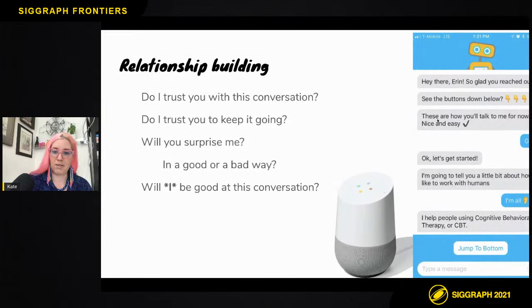So how do you trust a bot when a bot says, hey, let's do some therapy. Let's talk about your emotions. Do you trust that bot? Do you trust it to keep the conversation going? Is it going to surprise you in a good or bad way? Am I going to be able to do this conversation with this bot?